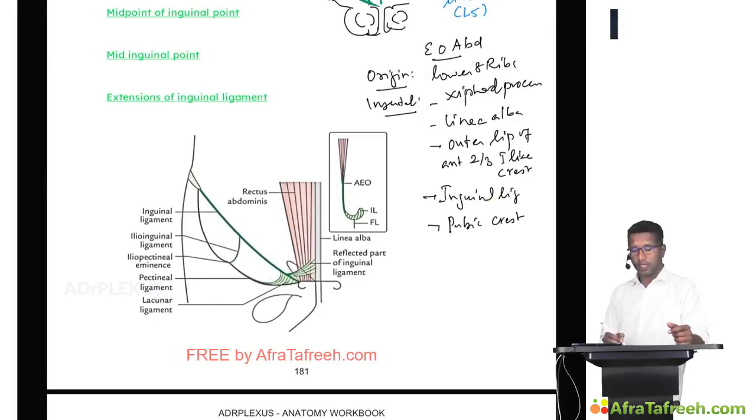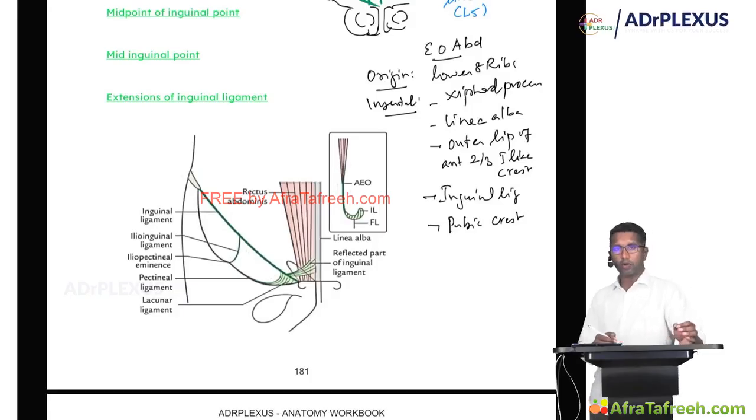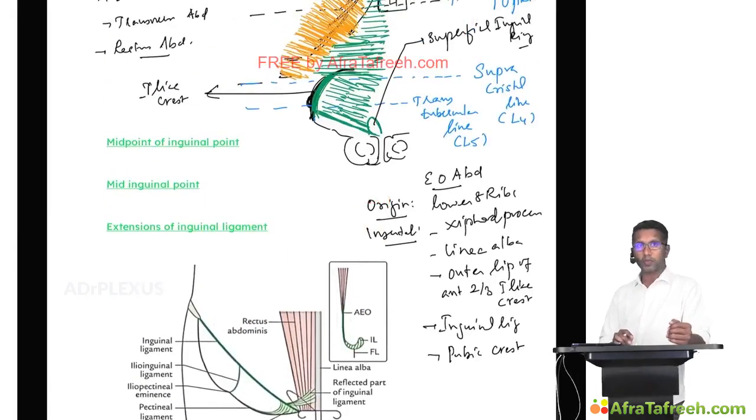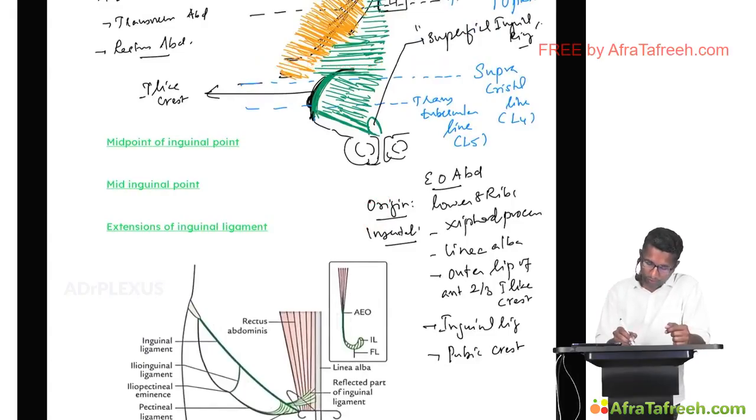This is the attachment of the external oblique abdominis muscle. What is the take home message here? In the external oblique abdominis muscle, there is a small defect seen close to the medial side, close to the midline, and this defect is called the superficial inguinal ring.